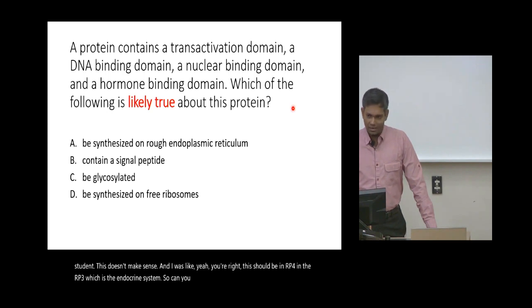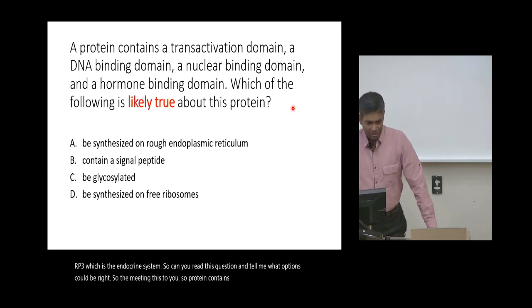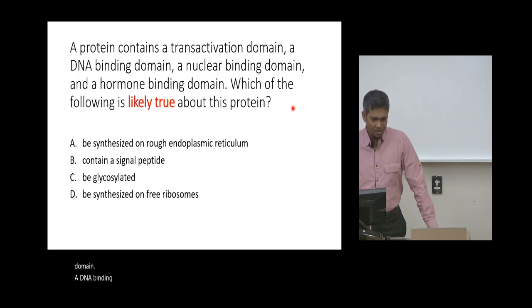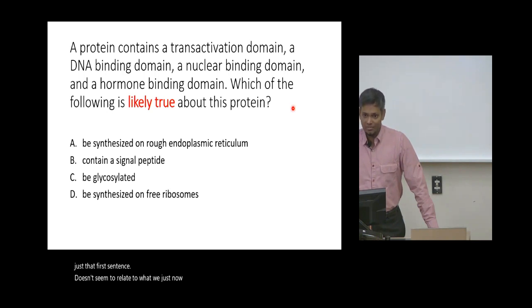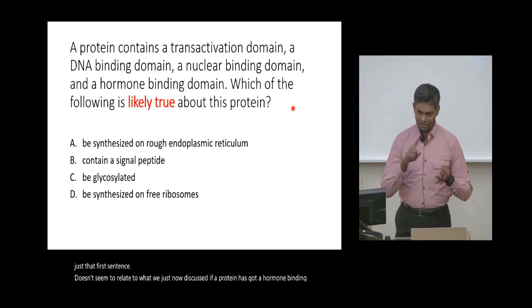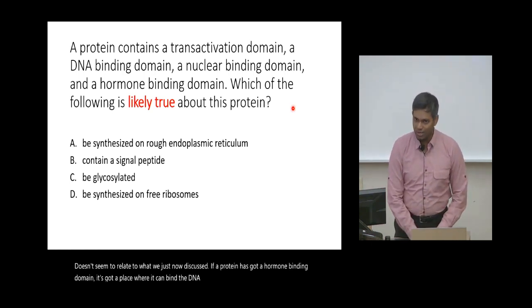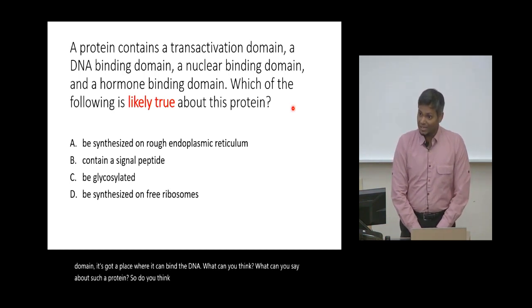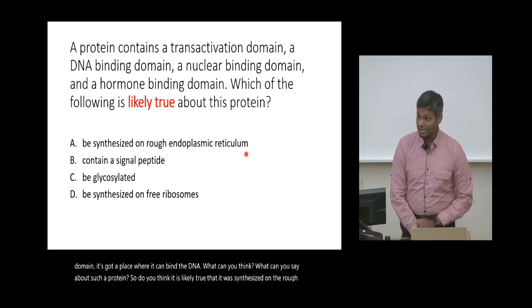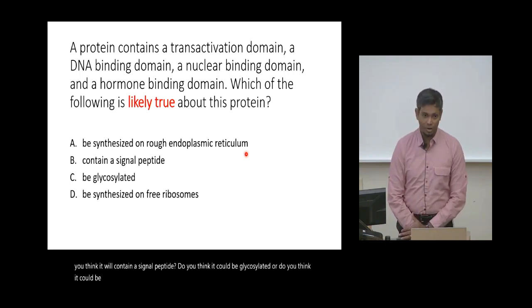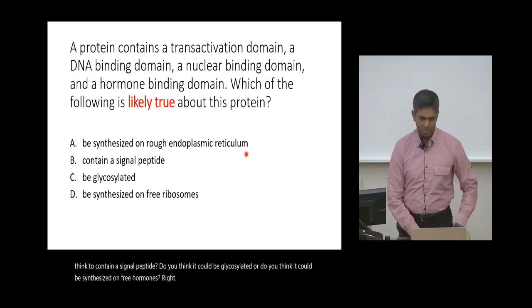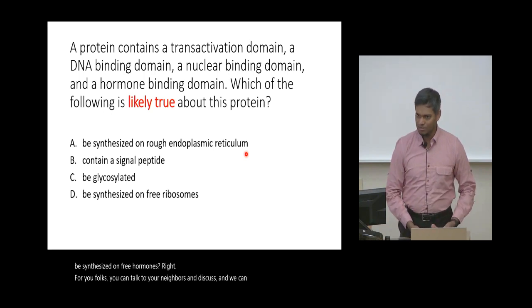Can you read this question and tell me what options could be right? Let me read this to you. A protein contains a transactivation domain, a DNA binding domain, a nuclear binding domain, and a hormone binding domain. Just that first sentence, does it relate to what we just discussed? If a protein has a hormone binding domain and a place where it can bind the DNA, what can you say about such a protein? Do you think it is likely true that it was synthesized on the rough ER, or that it can contain a signal peptide? Do you think it could be glycosylated, or that it could be synthesized on free ribosomes? You folks can turn to your neighbors and discuss, and we can walk through each of these options.